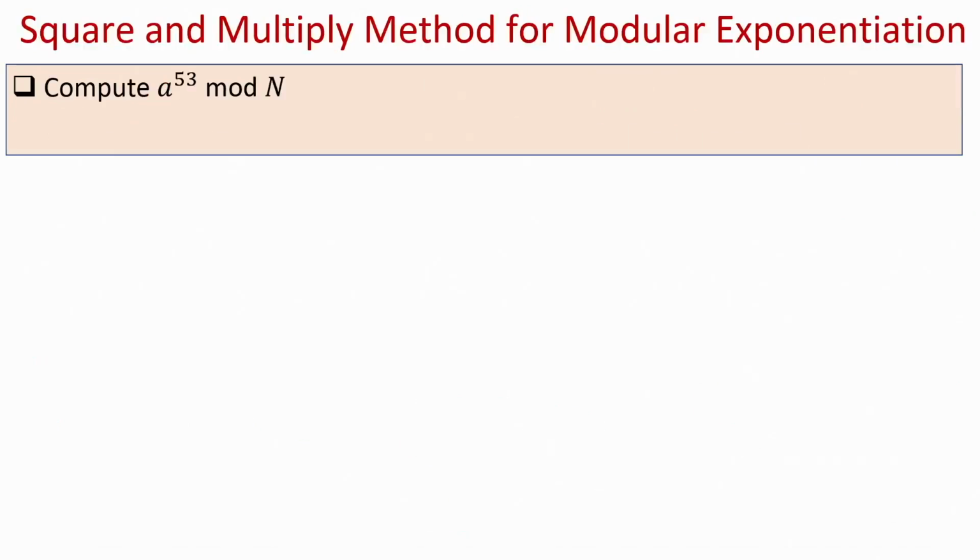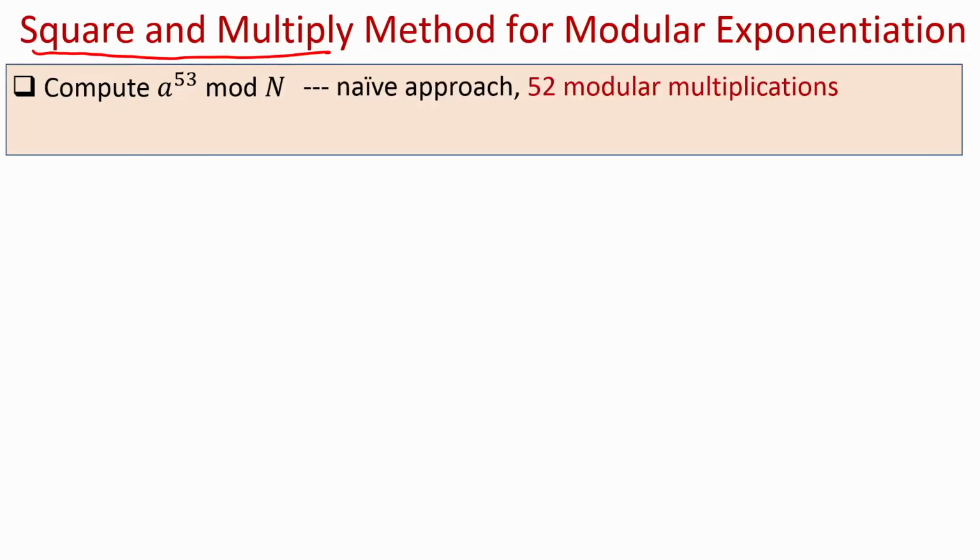So, now we will see a very nice method which is a polynomial time algorithm for performing modular exponentiation, and this is called the square and multiply approach. Why it is called square and multiply, it will be clear soon. So, let me demonstrate the algorithm. Suppose I want to compute a to the power 53 modulo n.